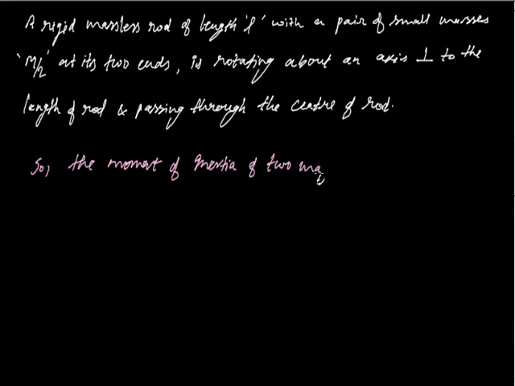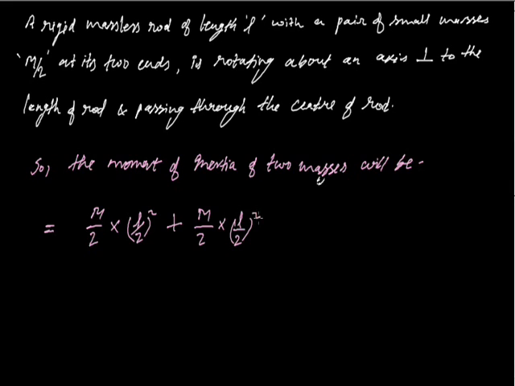So the moment of inertia of the two masses will be equal to m by 2 multiplied by L by 2 whole square, plus m by 2 multiplied by L by 2 whole square. That will give us 2 multiplied by m by 2 multiplied by L square upon 4, which equals m L square upon 4.